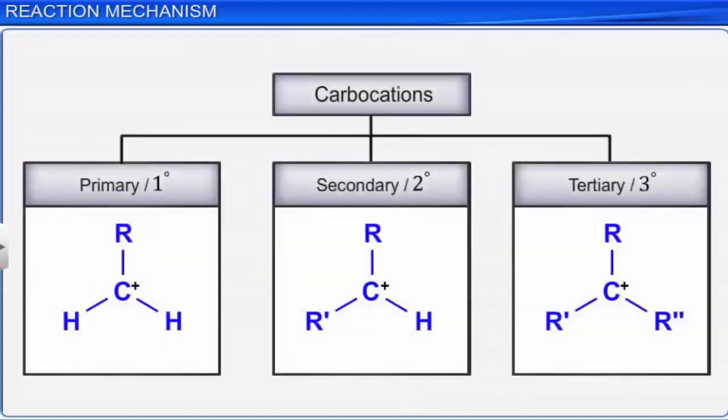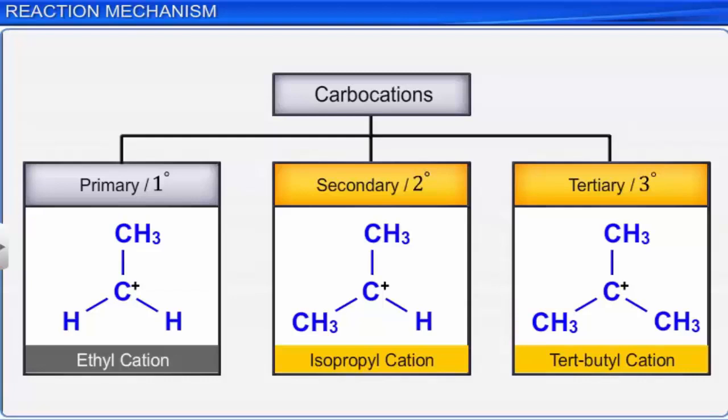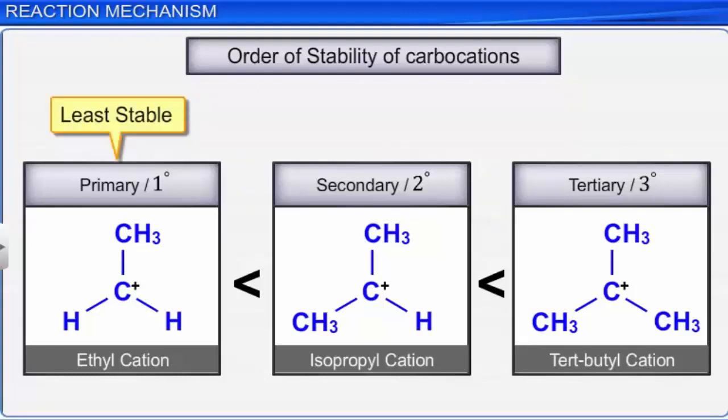Depending on the number of alkyl groups directly attached to the positively charged carbon, carbocations are classified as primary, secondary and tertiary carbocations. For example, ethyl cation is a primary carbocation, while isopropyl carbocation and tert-butyl carbocation are secondary and tertiary carbocations respectively. Stability of the carbocations increases with increase in number of alkyl groups bonded to the carbocation. Hence, primary carbocations are highly unstable, while tertiary carbocations are the most stable.